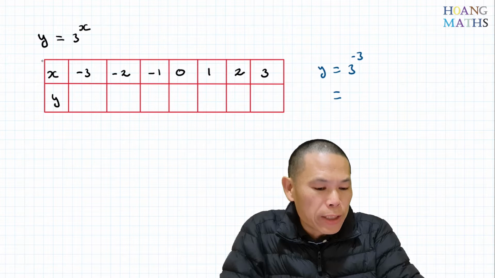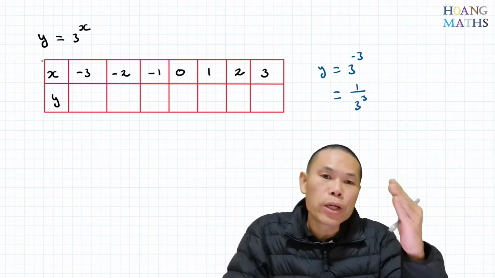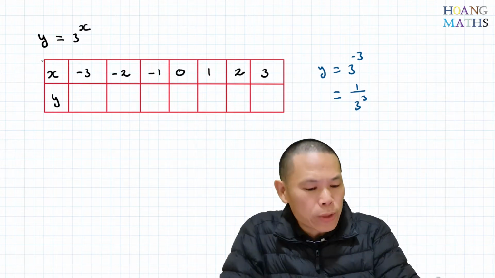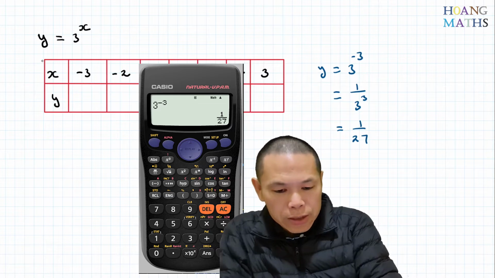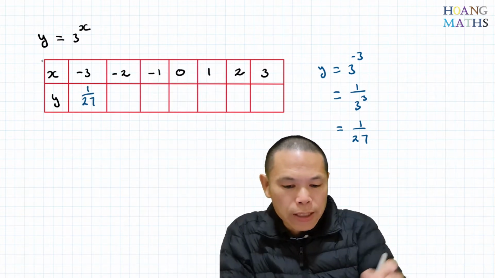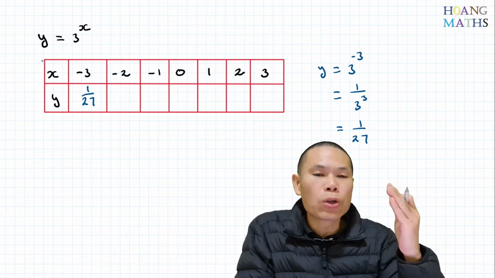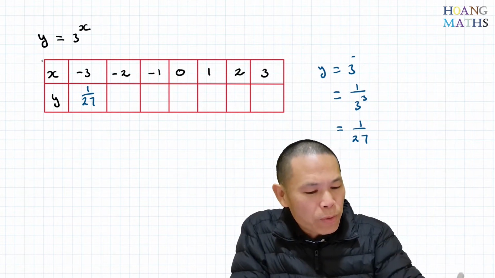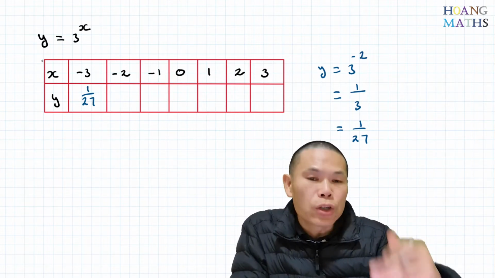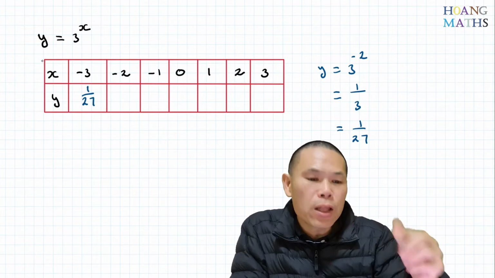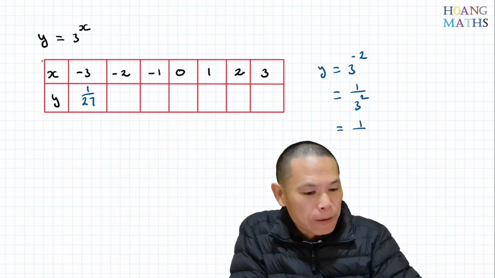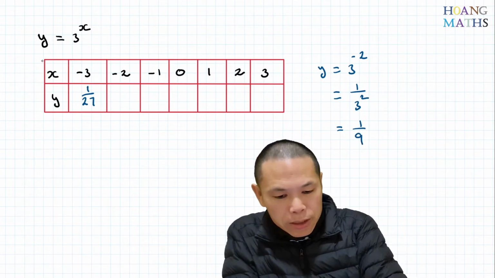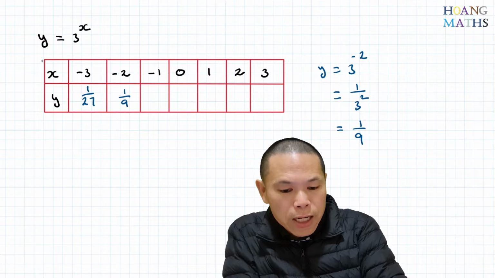So what we do, we'll bring this down, become 1 over 3 to the power 3. So 3 to the power 3 is 27. So that means 1 over 27. And when x is equal to negative 2, so we replace this with negative 2. So that becomes 1 over 3 to the power of 2, or 3 squared if you like. So 3 squared is 9. So that means 1 over 9. I just write this down, 1 over 9.